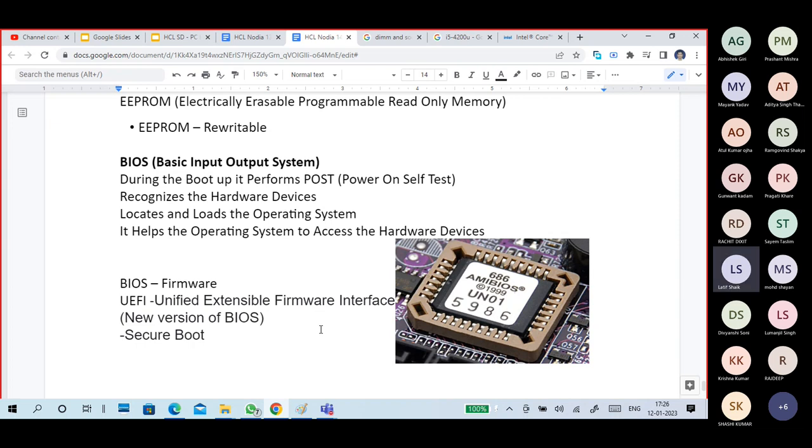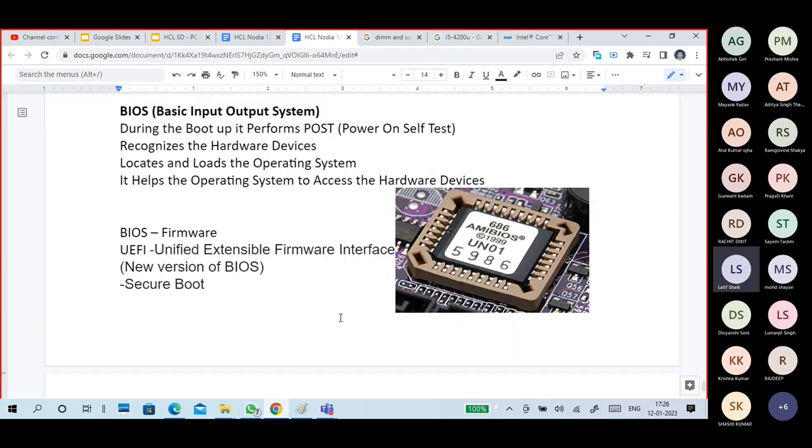Okay, guys, what is our ROM chip? Read-only memory, permanent memory, we discussed, but the ROM chip contains a program. That's why we never call a ROM chip just a ROM chip. We call it a BIOS chip only. What is this BIOS? BIOS is nothing but firmware. It is a kind of program which helps our system to boot up. It performs the POST operation. It recognizes hardware devices. It gathers the hardware device information. It also helps to locate and load the operating system. It helps the operating system to access hardware devices. The newer version of BIOS is UEFI, Unified Extensible Firmware Interface.